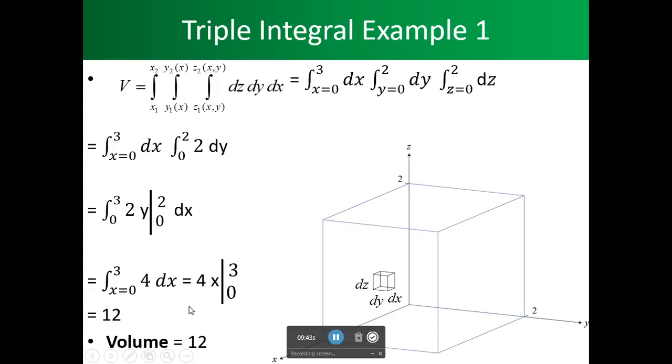So our volume is what? 12. Now, how else could we verify this answer? Well, if we have a cube, we know a cube is length times width times height. So if we multiply our length times our width, 3 times 2 is 6, times 2 is 12. There it is. Wonderful. This is exciting.